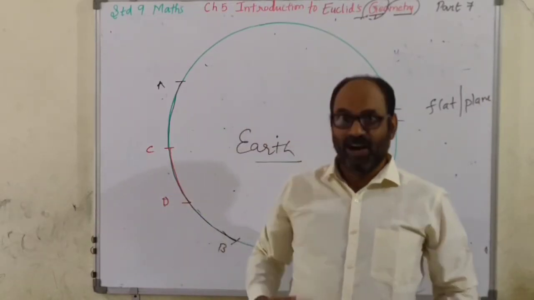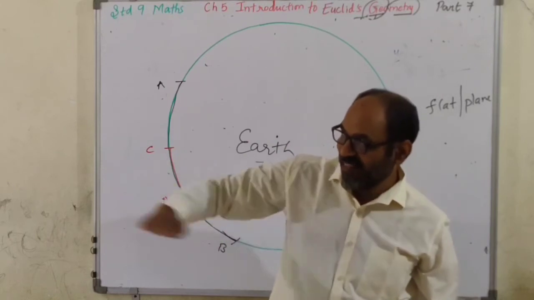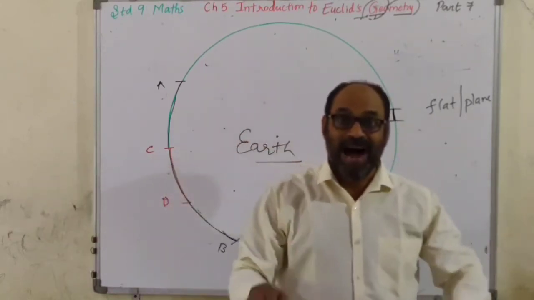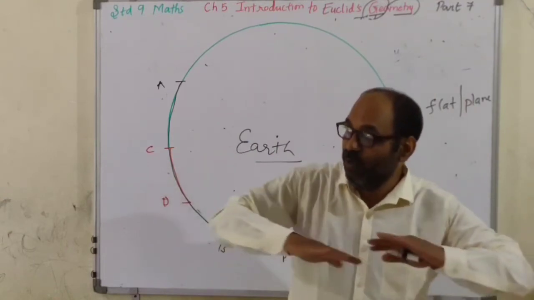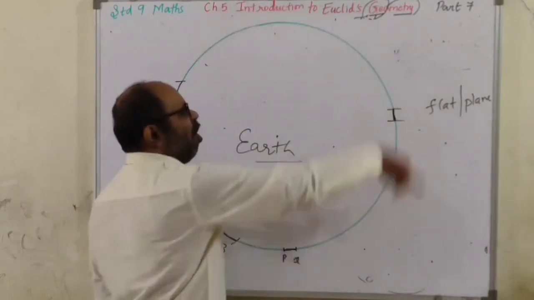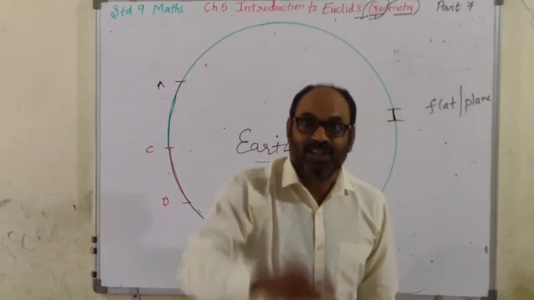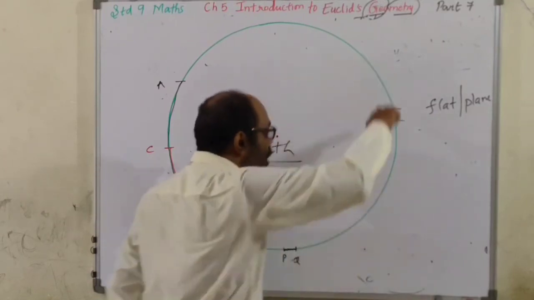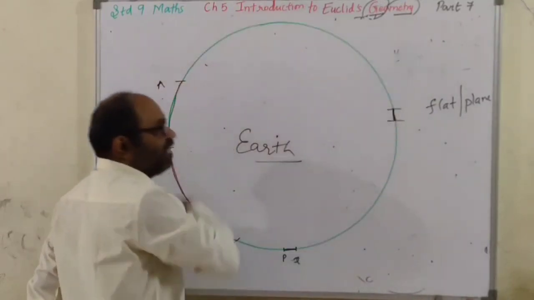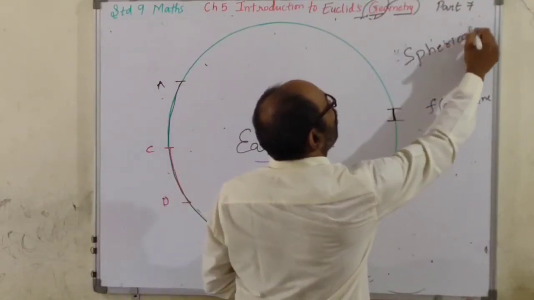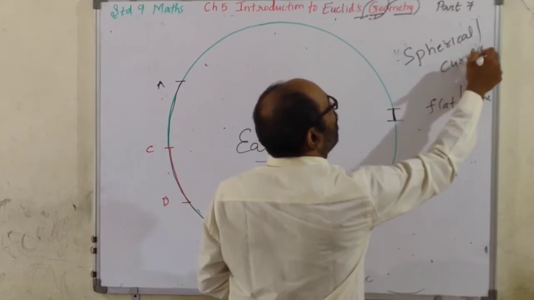See, we are living on the earth and we find the earth flat. This is the reason, because the part on which we live and what we see is a very small part of the whole earth surface. So that surface for us appears flat, though the whole earth surface is spherical or curved.